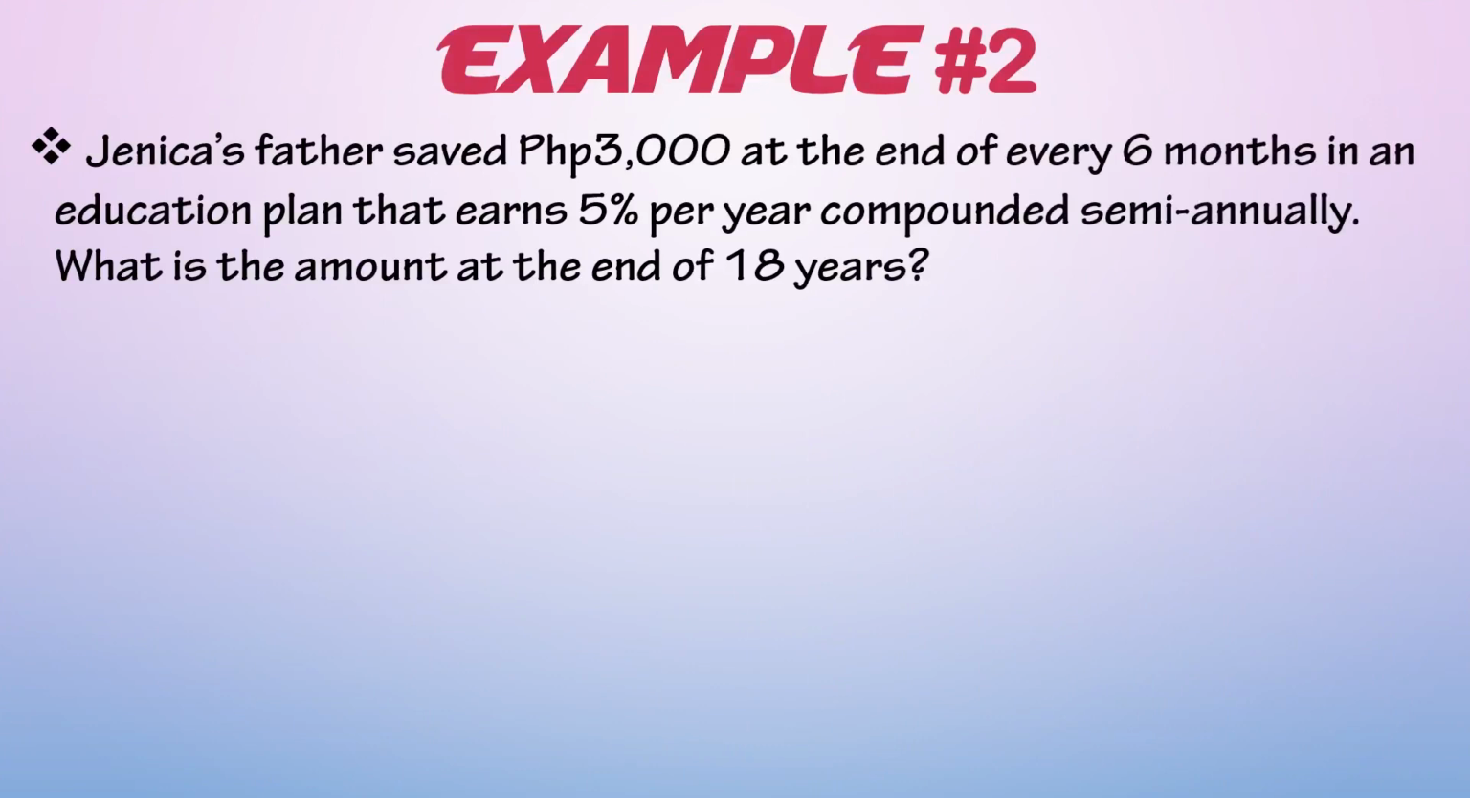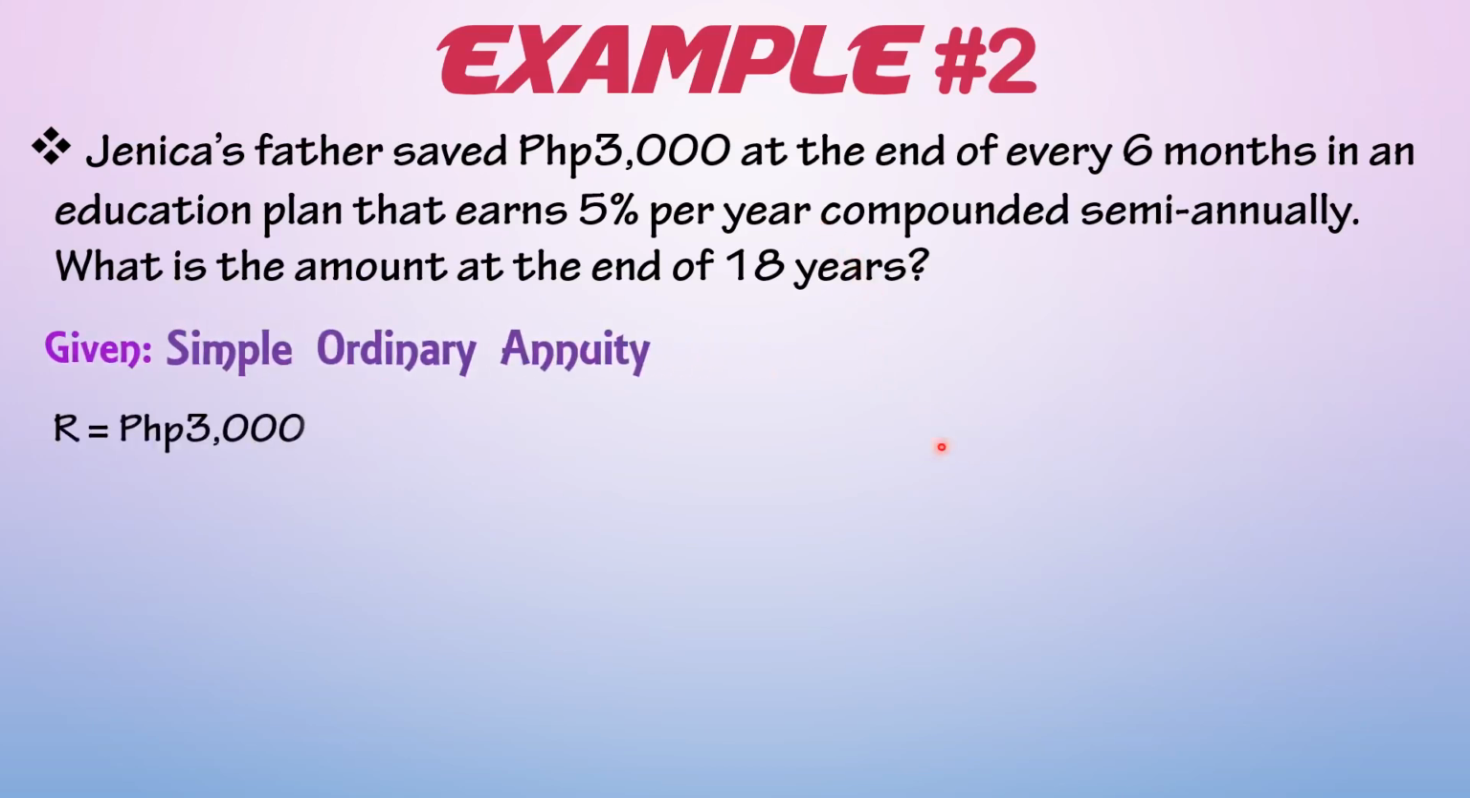Okay, let's have another example. Jenica's father saved 3,000 pesos at the end of every 6 months in an education plan that earns 5% per year compounded semi-annually. What is the amount at the end of 18 years? So again here, the conversion period is compounded semi-annually and you are paying every 6 months. So every 6 months and semi-annually are the same. So the payment interval and the conversion period coincide. So this is an example of simple annuity. And again, you are paying at the end of every 6 months. So again, this is a simple ordinary annuity.